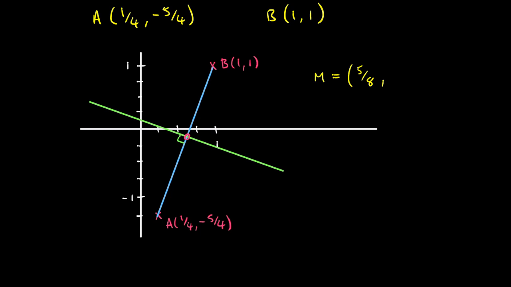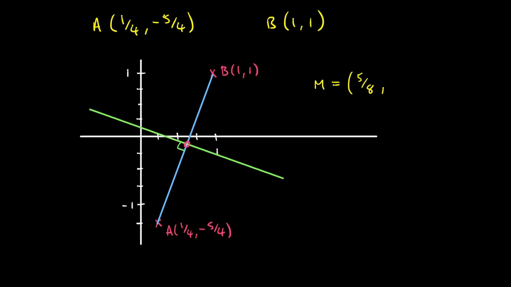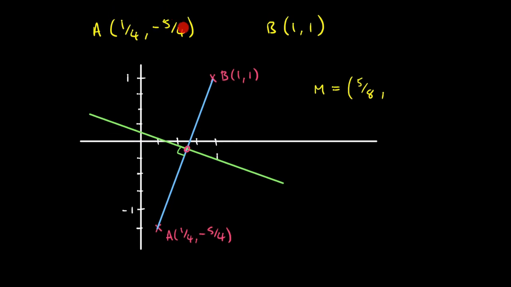And the y coordinate is the same thing. We add up the two y coordinates. So -5/4 plus 1 is going to be -1/4. And we divide by 2. So we get -1/8. Okay. All right, then. So we got the midpoint.